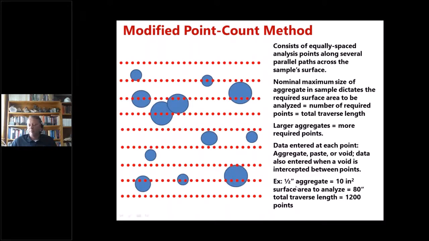So down at the bottom, again, a half inch nominal maximum aggregate size means that we still need 10 square inches of surface area to be analyzed. That means 80 inches total traverse length. That equates out to 1,200 individual points. So again, imagine 5 inches long by 2 inches wide, 1,200 individual points equally spaced on equally spaced lines over that area. That's what you need for the modified point count method.